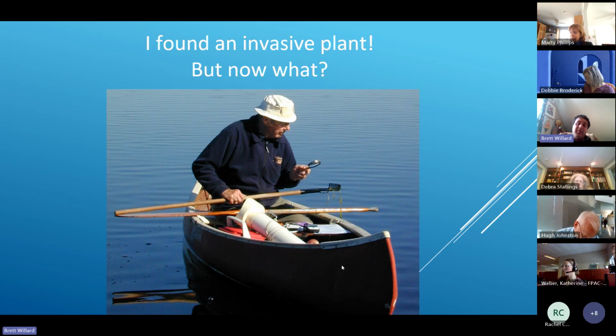And try to collect a specimen. Don't try to remove the whole plant out of the substrate. If you do grab a piece, watch for free-floating fragments. Then you can submit it to LSM so we can take a look at it.